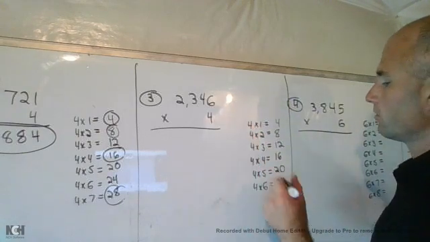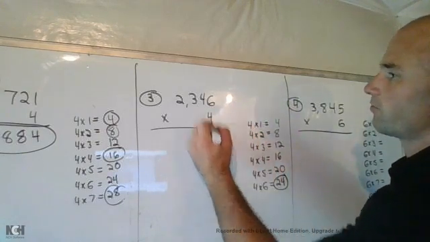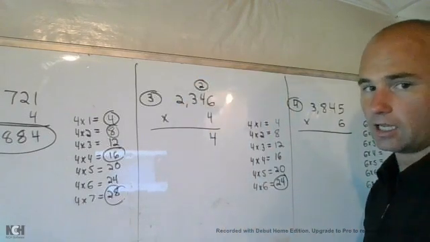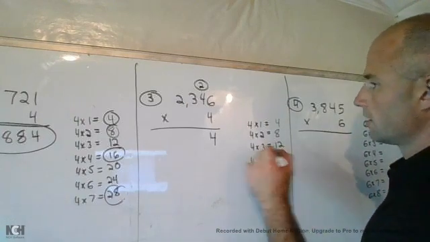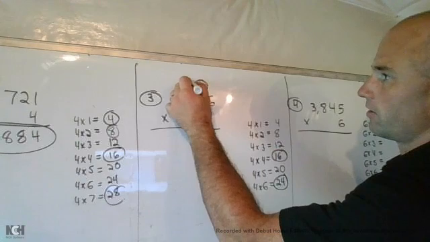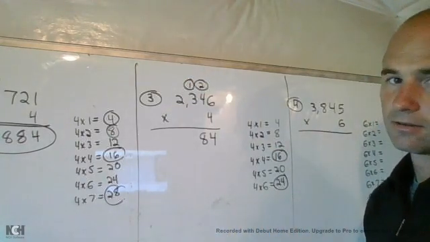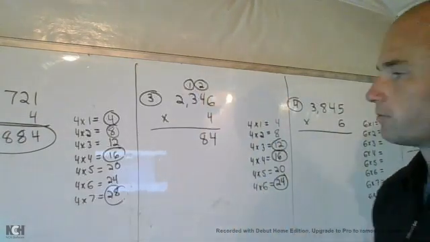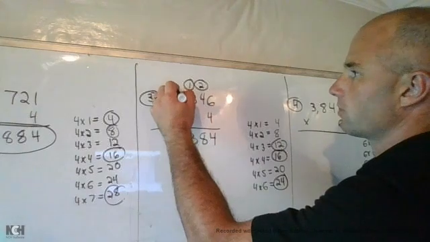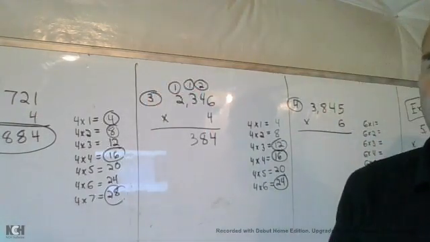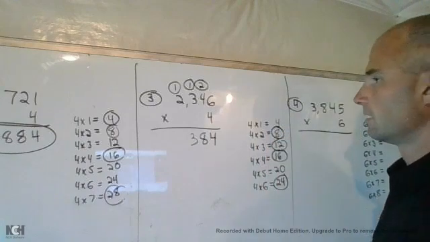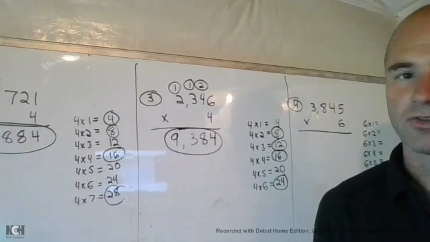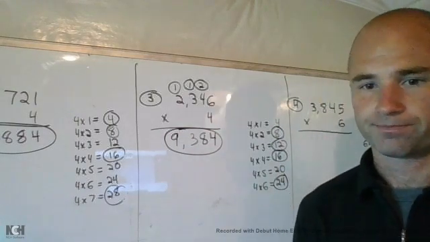So 6 times 4 equals 24. Leave the 4, carry the 2. 4 times 4 equals 16, plus that 2 gives me 18. Carry the 1, but leave the 8. 3 times 4 is 12, plus that 1 that I regrouped gives me 13. Leave the 3, carry the 1 from 13. 2 times 4 is 8, plus 1 equals 9, giving me a solution of 9,384.